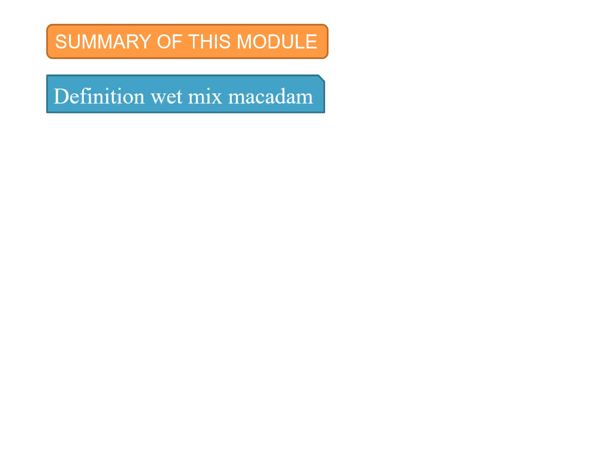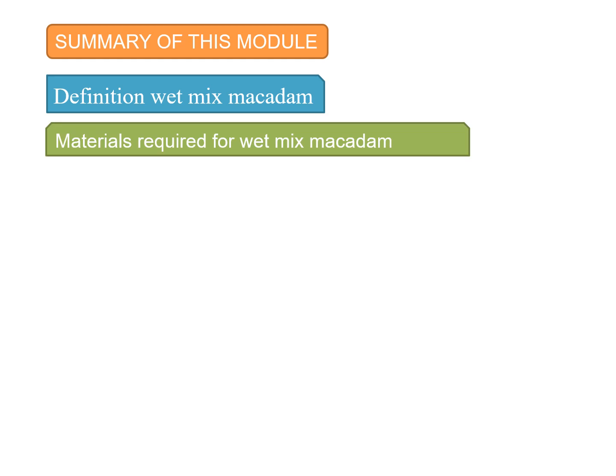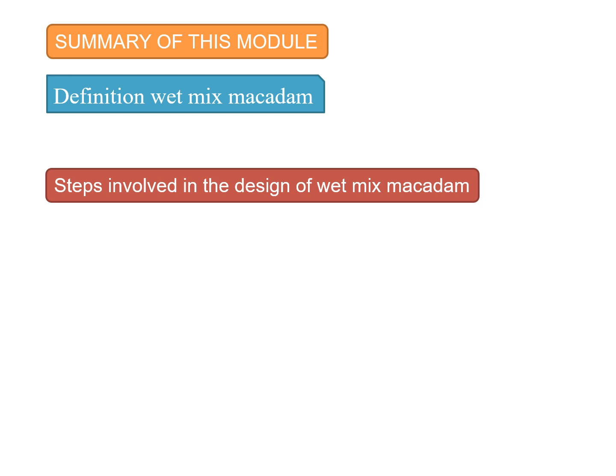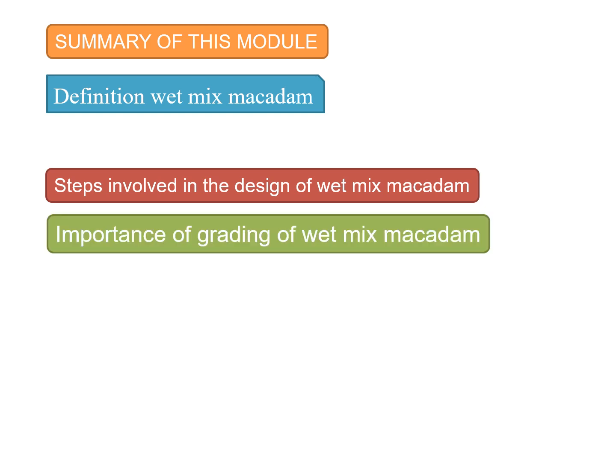To summarize this module, we talked about the definition of wet mix macadam. We also talked about the materials required for wet mix macadam, the importance of individual grading, and then a theoretical combination, and then the same thing being checked for a physical combination and grading requirements. Then the steps involved in the design mix of wet mix macadam, the importance of grading of wet mix macadam, and then finally checking the materials for other physical properties like aggregate impact value, Los Angeles abrasion value, and the combined flakiness and elongation index.